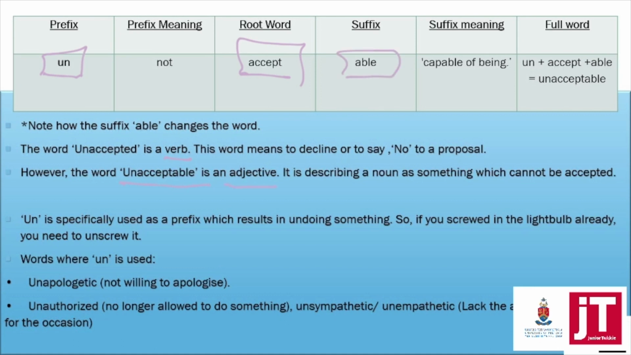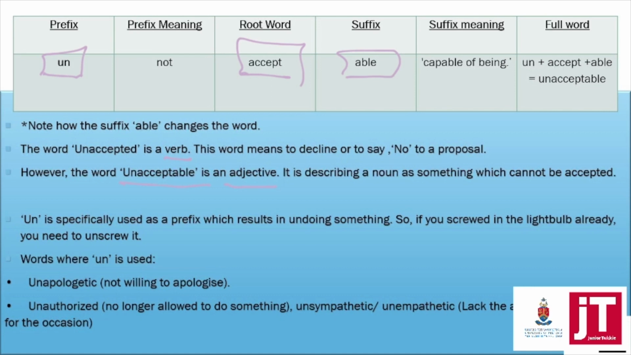And it's describing a noun as something which cannot be accepted. So someone gives you a watch and the watch isn't telling the time, you can say, this watch is unacceptable. Do you see how I am now suddenly describing the noun, which is the watch in this case?